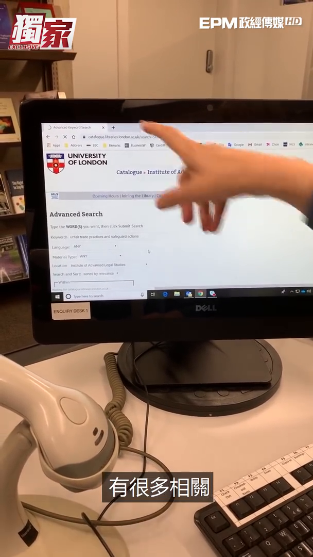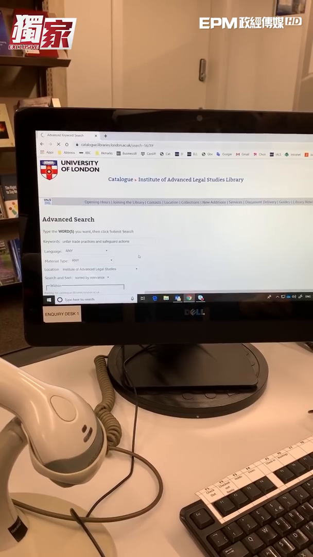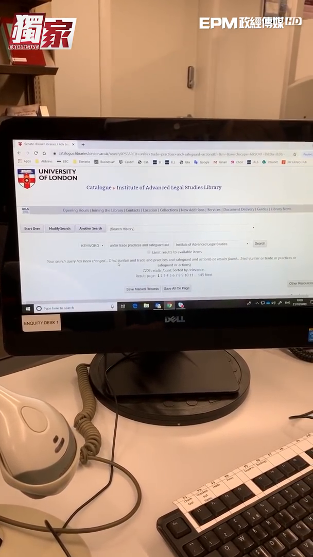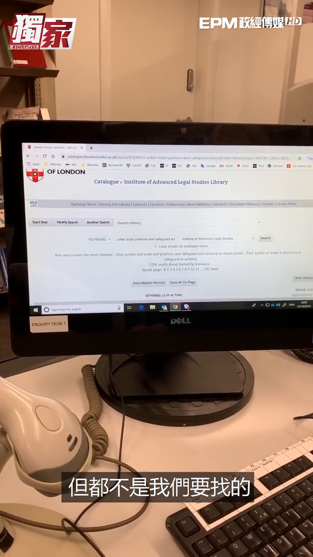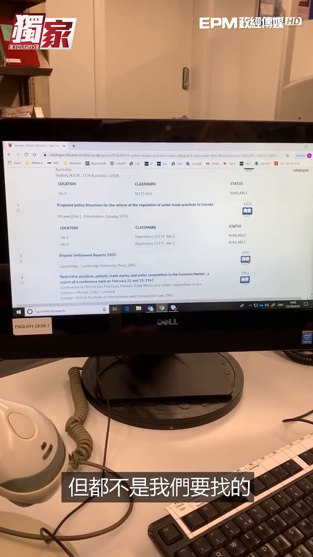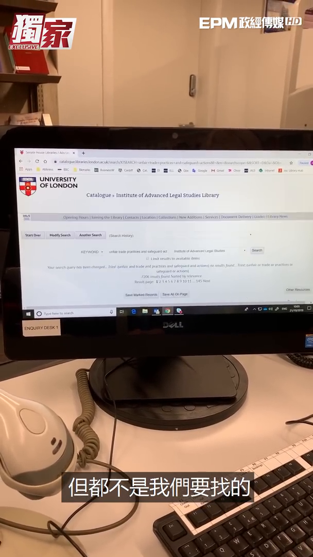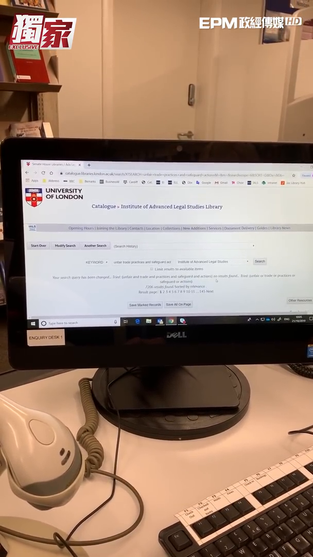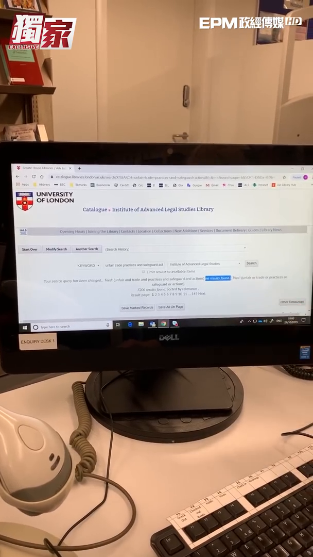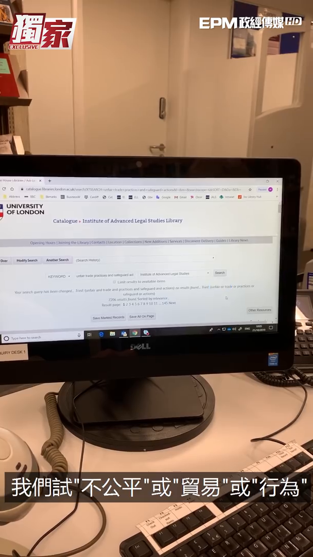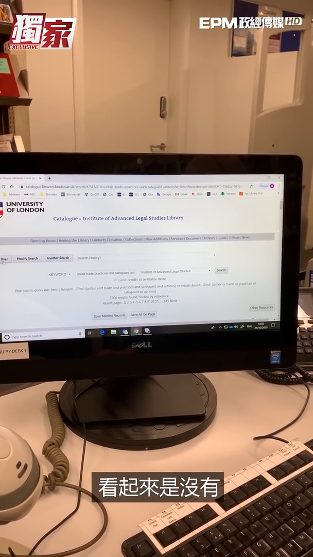What's it doing? Oh, it's thinking. It hasn't found anything. Got a lot of similar things, but not all the words that we've got. See here, it says no results found. Mm-hmm. So it's trying unfair or trade or practices. Okay, so it looks like we don't have that one, I'm afraid.